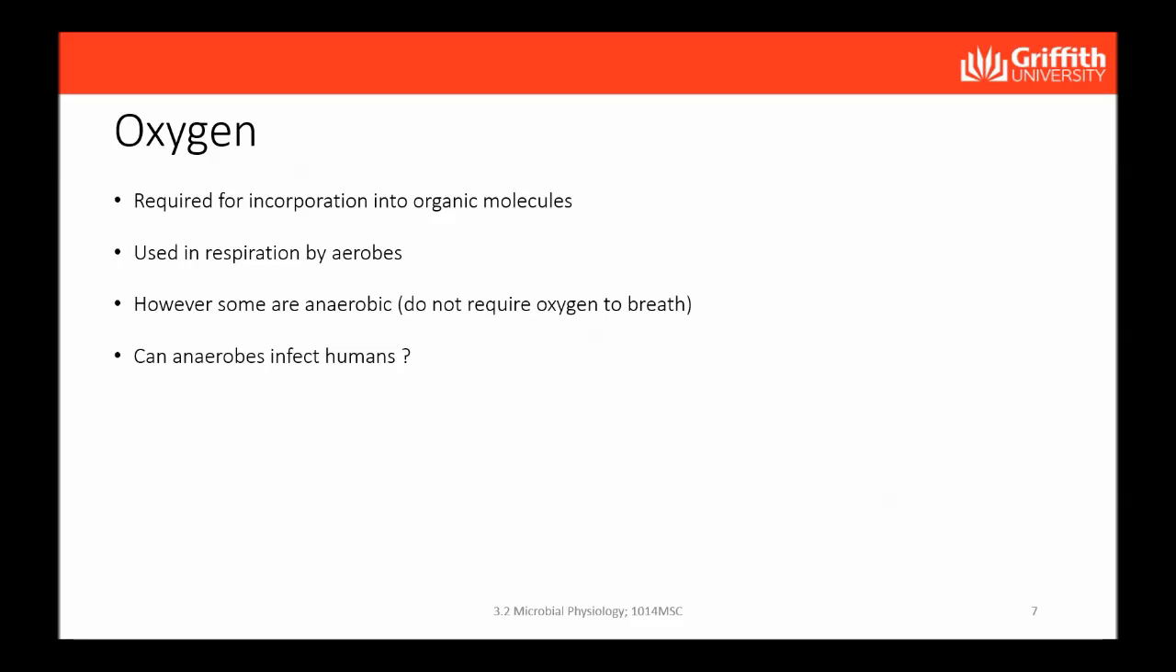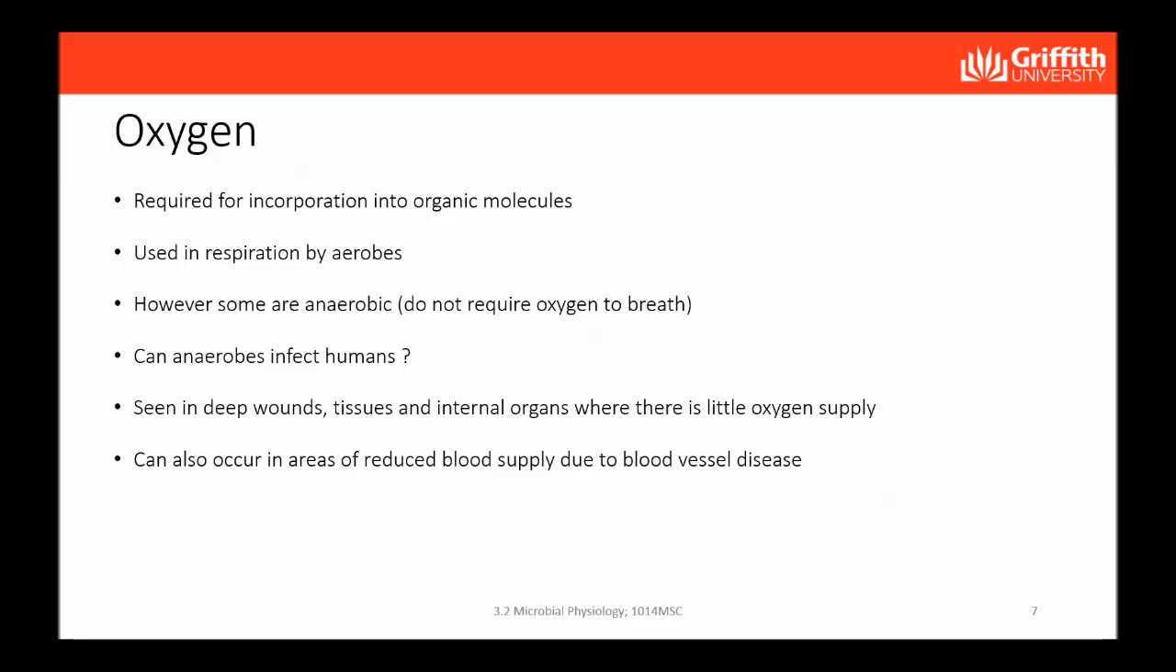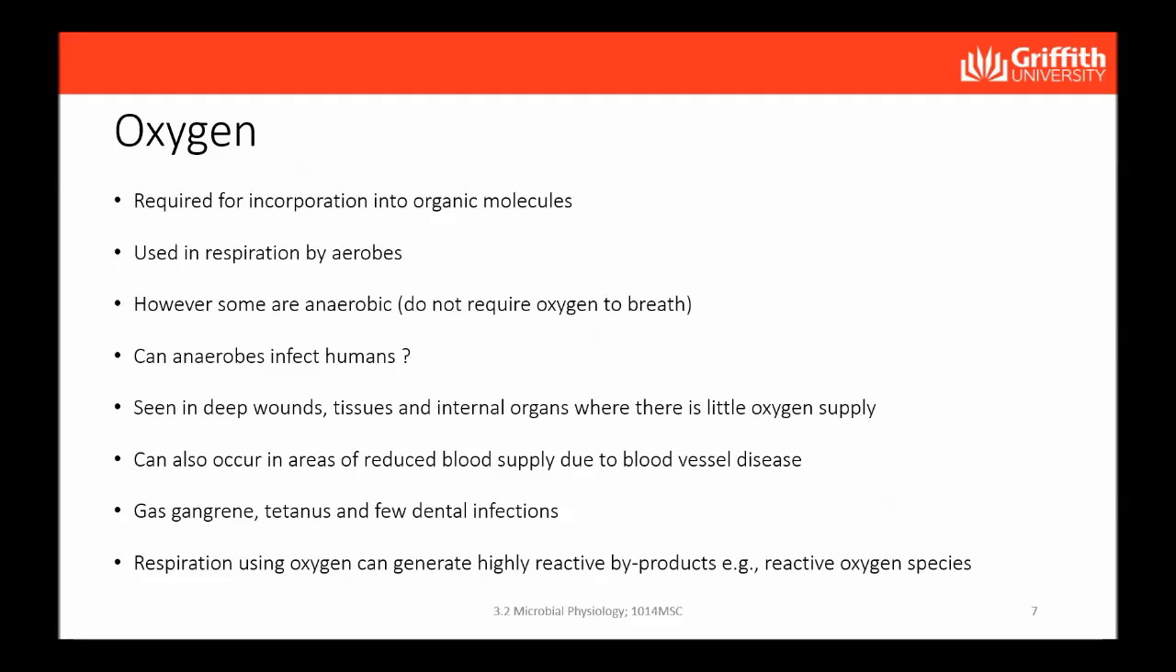So, can anaerobes infect humans? Well, the human body is fairly oxygen rich because we have a good network of capillaries that deliver oxygenated blood throughout the body. However, anaerobic microbes can still be seen in deep wounds and internal organs where there is little oxygen supply, usually in areas of reduced blood supply due to damaged blood vessels or blood vessel disease. Some examples of anaerobic infections include gas gangrene, tetanus, and a few dental infections.